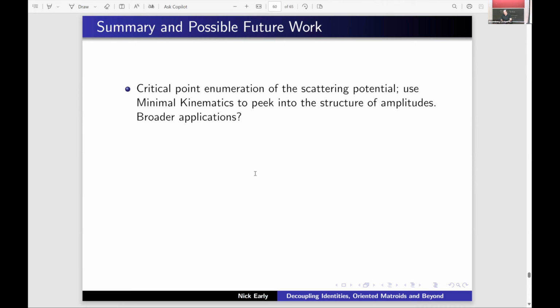And I think this was done in some work recently by Nima and collaborators, Nima and Carolina, looking into Yang-Mills amplitudes in this way, and NLSM. Anyway, so the question is, are there broader applications for other amplitudes?